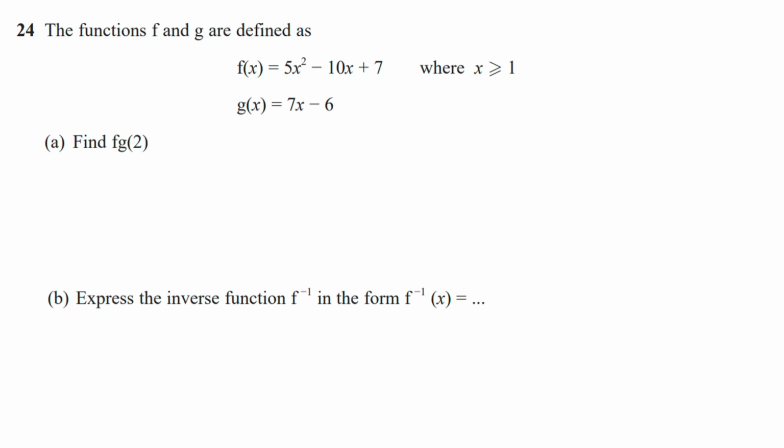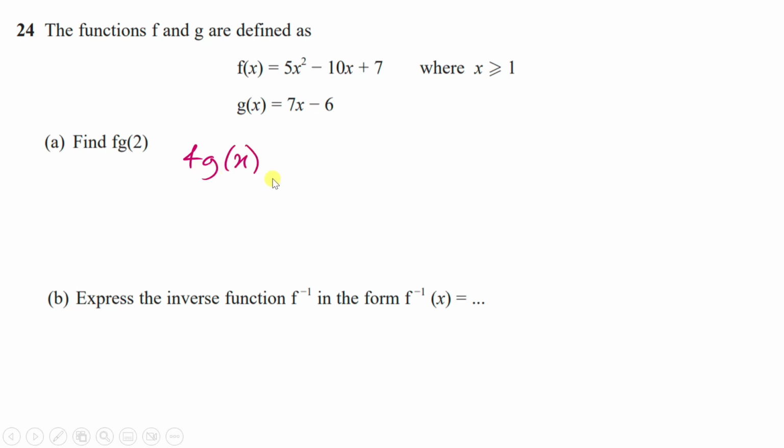So let's do this. Functions f and g are defined as the following. So you've got a function of x, which literally means y equals, by the way, and a function of g. So they're both y equations. Find the composite function fg(2). This means when g goes inside of f. What does inside mean? All that means is that you take this equation and replace all of these x's with 7x minus 6. So it looks a bit like that.